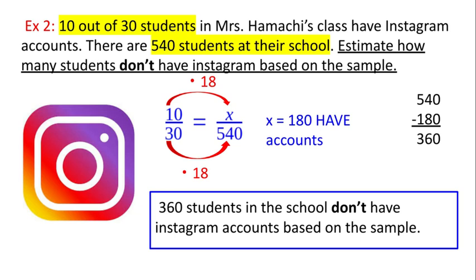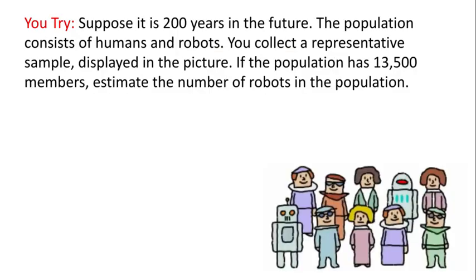Let's do another example. Or this is a you try, one I want you to try on your own. Suppose it is 200 years in the future. The population consists of humans and robots. You collect a representative sample displayed in the picture. Take a quick look at the picture. Oh yeah, I see some humans, I see some robots. If the population has 13,500 members, estimate the number of robots in the population.